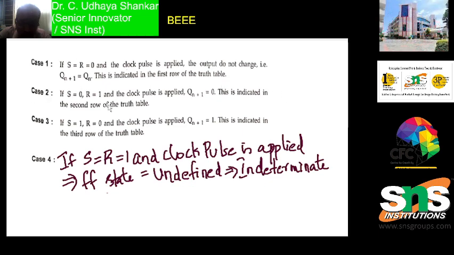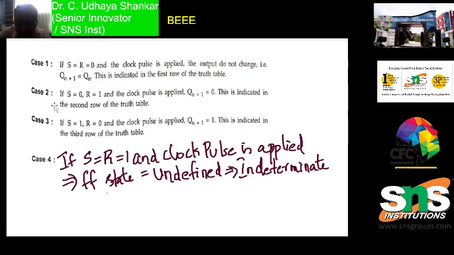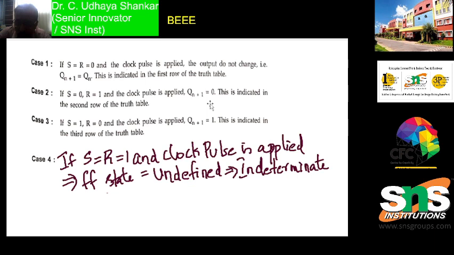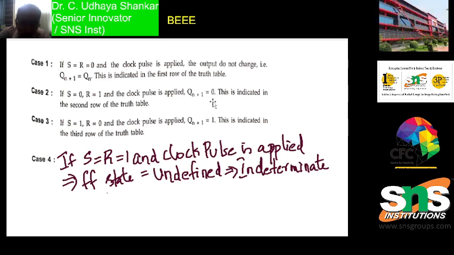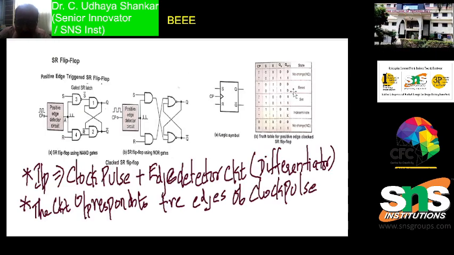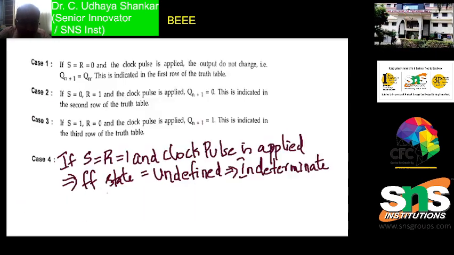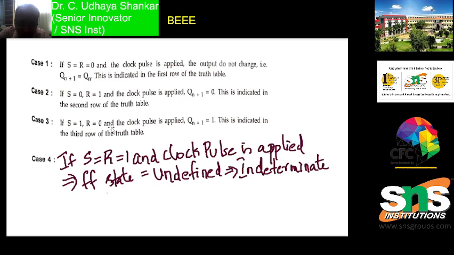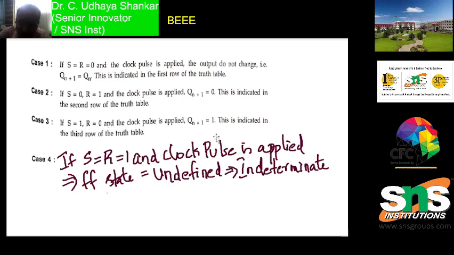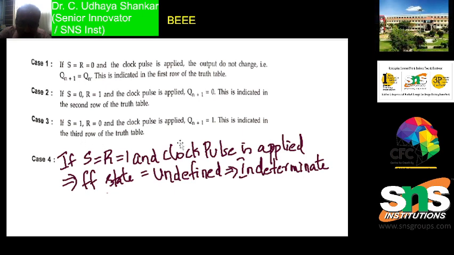In case 2, that is S equal to 0 and R equal to 1 and the clock pulse is applied, since S equal to 0 and reset equal to 1, Qn plus 1 will be equal to 0 irrespective of the Qn value. This is indicated in the second row of the truth table. In the third case, S equal to 1 and R equal to 0 and the clock pulse is applied, so Qn plus 1 equals 1, that is the next state will be 1. This is indicated in the third row of the truth table.